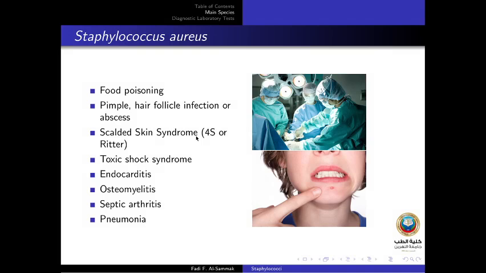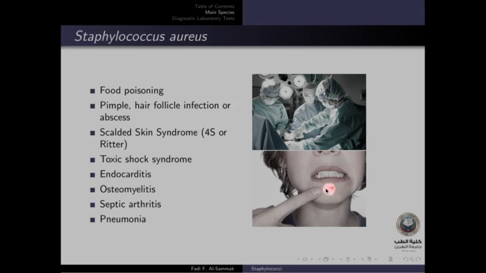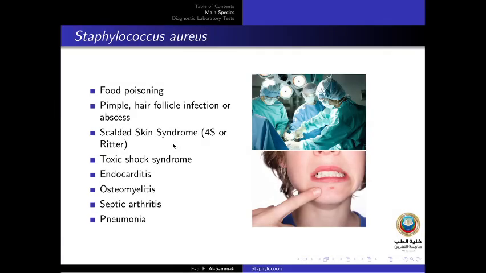So these are some of the problems associated with Staphylococcus. Again, we have other diseases related to Staphylococcus aureus, starting from food poisoning to pimple. This is a pimple here. It's a hair follicle infection or abscess, and also scalded skin syndrome, 4S syndrome, Ritter syndrome, toxic shock syndrome, endocarditis, osteomyelitis, septic arthritis, and pneumonia.